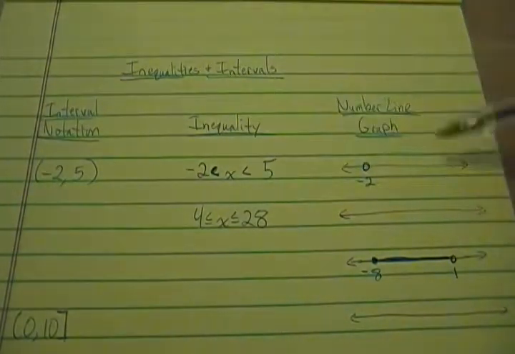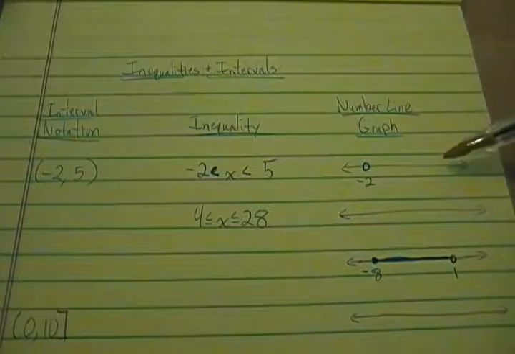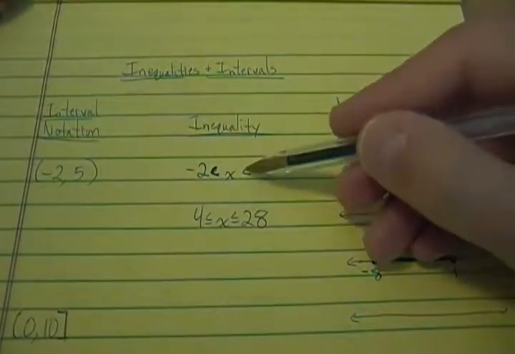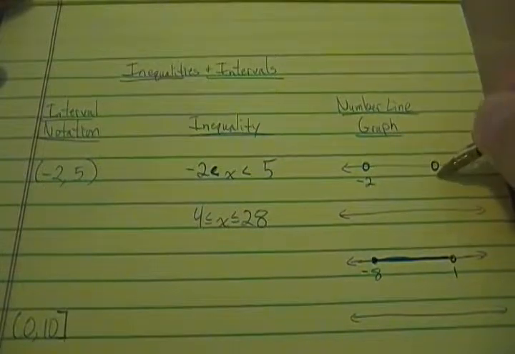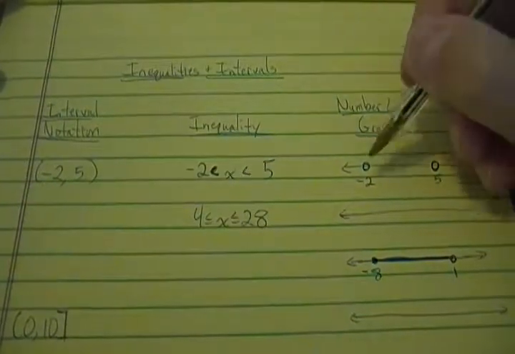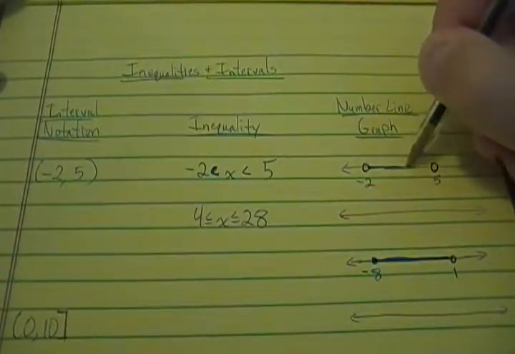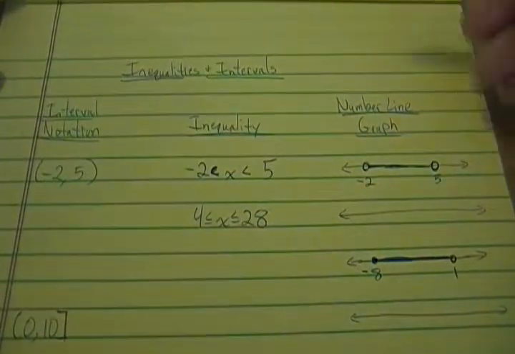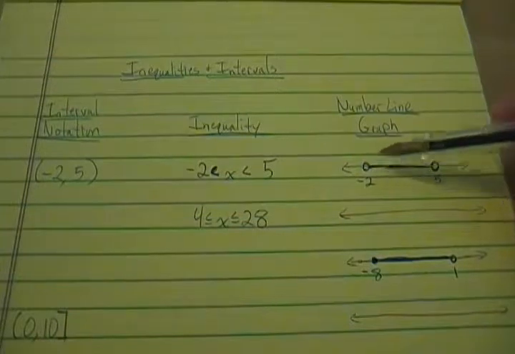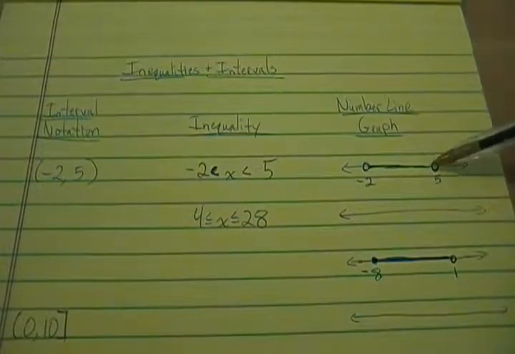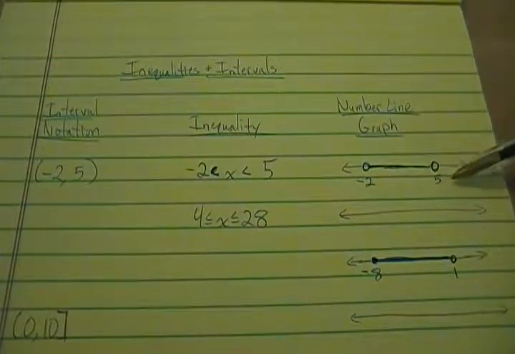And then 5, the right side of our inequality or our interval, also is not included. x can only be less than 5, not equal to 5. So I put another open circle at 5, and then I just darken in the line in between them. So this graph here represents x cannot be -2 because it's an open circle that's not included, but then any number between -2 and 5, but not including 5.